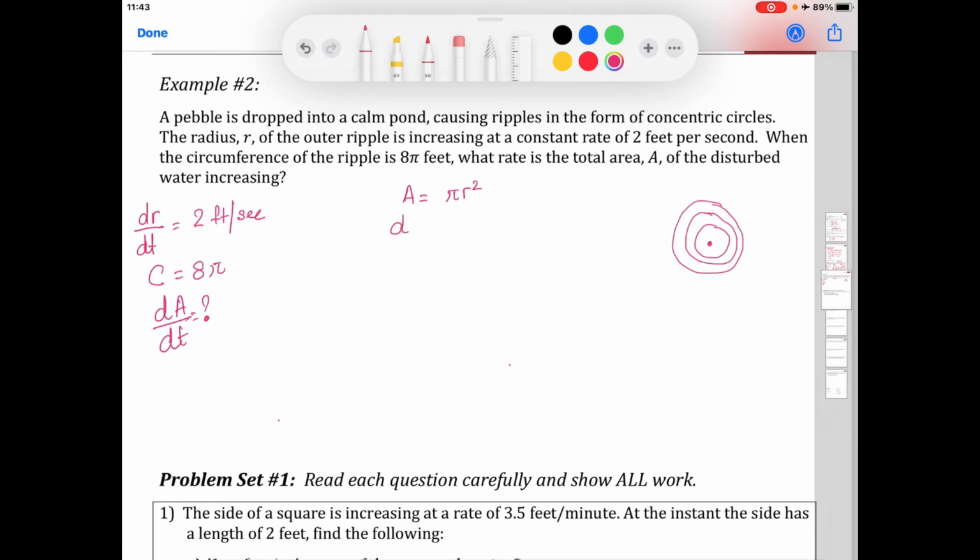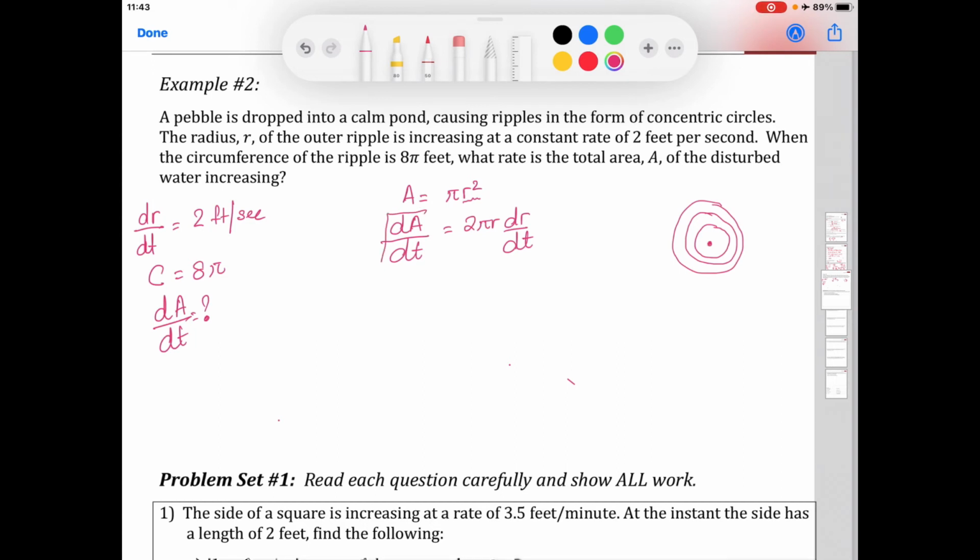I'm going to get my differential equation by differentiating both sides with respect to t. So it's going to be dA/dt. Think about it, pi is just a number, right? So what's the derivative of r squared? It is going to be 2 pi r. Since we are differentiating, we took the derivative of r, we are going to be writing dr/dt next to it.